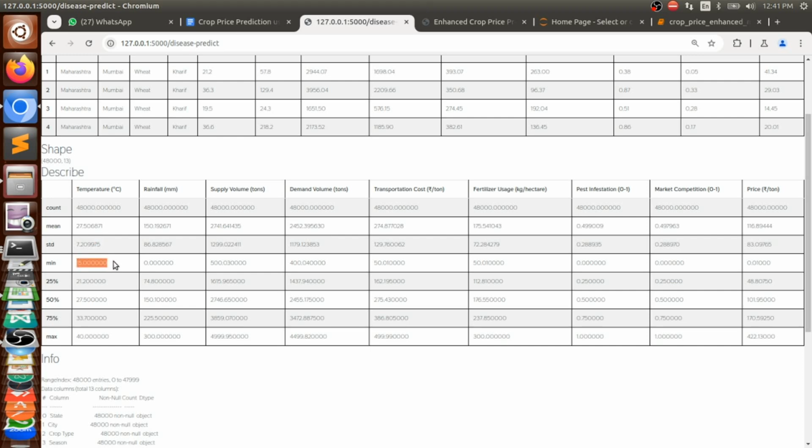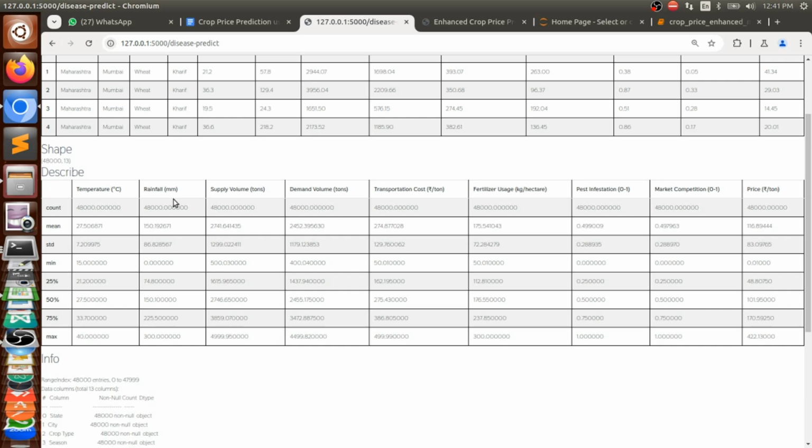Minimum is 15 degrees. There are some locations where the temperature is 15 degrees Celsius, and 25% of locations in our data set have 21 degrees Celsius. There are 50% of data where the temperature is 27. 75% of data is around 33, 34, 35 degrees. Sorry, maximum is 40 degrees Celsius. Total 48,000 data are available.